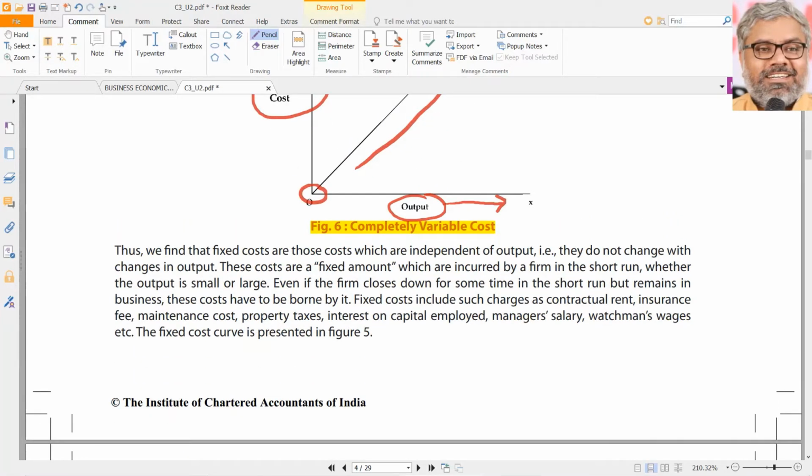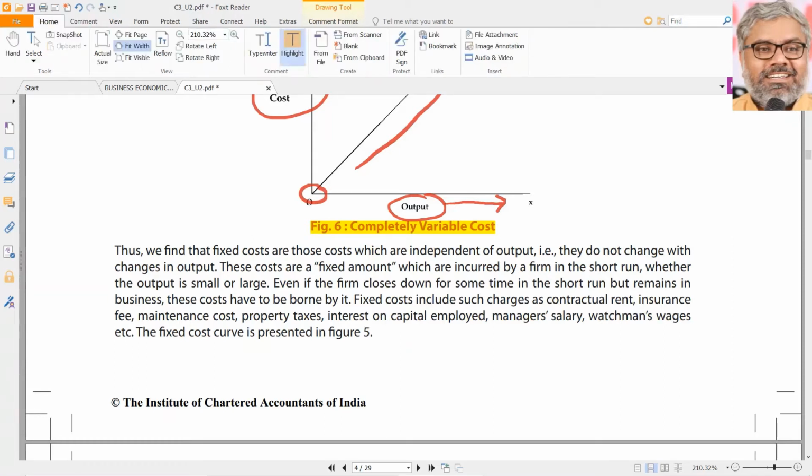And the same thing is explained here. What is a fixed cost and a variable cost? So what are the fixed costs? Which are independent of output. They have no relationship with output. They do not change with the changes in output. Those are fixed amounts which are incurred by the firm. Of course, whenever we say fixed, we have to understand we are talking about short run. Why? Because in the long run, there is no fixed, everything is variable. So the word fixed cost itself tells us we are talking about short run. Irrespective of whether the output is small or large, these will be incurred by the firm at fixed amounts.